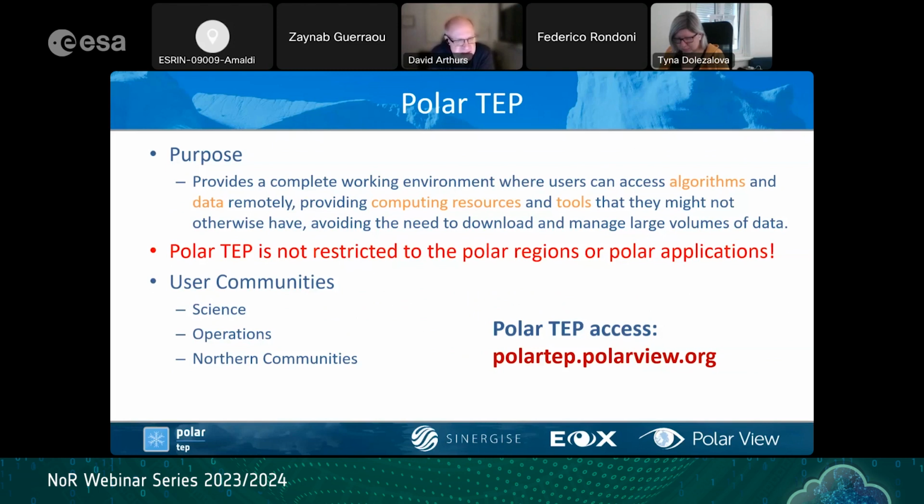Our user communities, we divide into scientists, operations. An example of operations might be the ice services that provide sea ice and iceberg information to ships. And then northern communities, people living in the north and working in the north. If you want more information, the place to start is polartep.polarview.org. That's our landing page, and we'll cover most of the things I'm going to talk about today, and then provide links to more information and all of the services we provide.